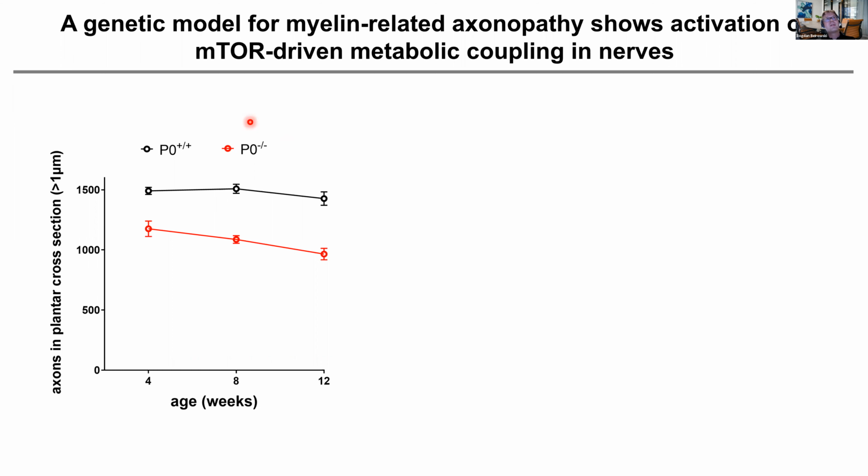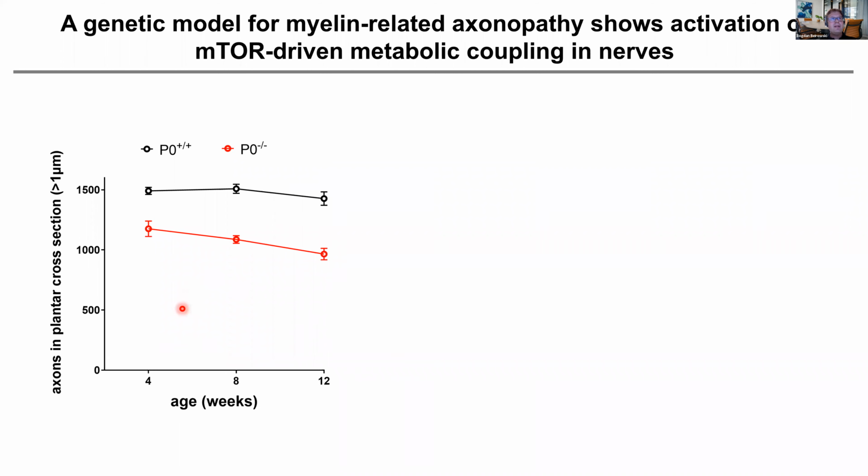So we used so-called P0 knockout mice. These animals are known to develop dysmyelination during development, but also demyelination later in adulthood. And all this leads to lower axon numbers in nerve sections. So we quantified this in plantar nerves.